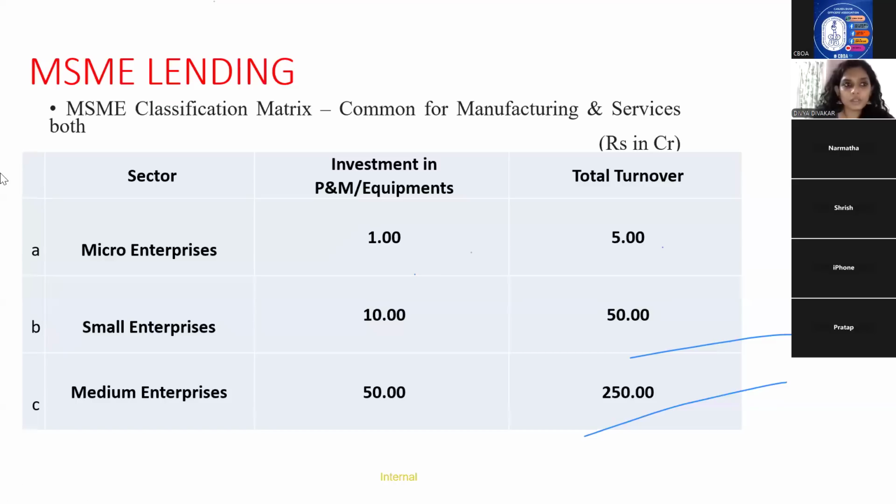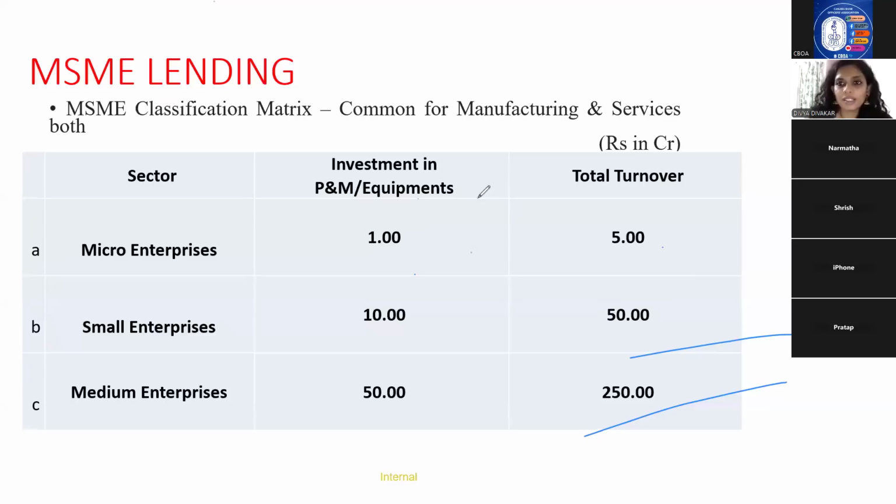If the investment is less than 1 crore and the total turnover is less than 5 crore, it will go to micro. If the investment is less than 10 crore and the total turnover is less than 50 crore, it will become small. If the investment is less than 50 crore and the turnover is less than 250 crore, it will become medium. To remember it easily, always remember 1, 10, 50.